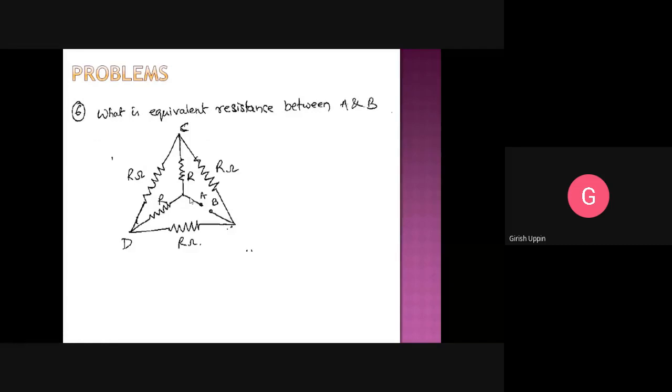All right. So with that, we will close. You can note down this circuit diagram as homework.